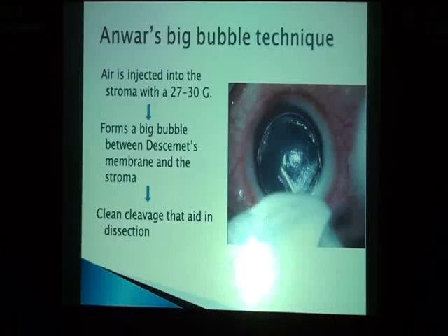Here, air is injected into the stroma with a 27 gauge needle, which forms a big bubble between the Descemet's membrane and the stroma, leading to a clean cleavage line that aids in dissection.